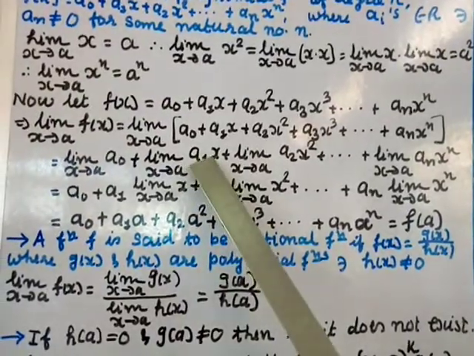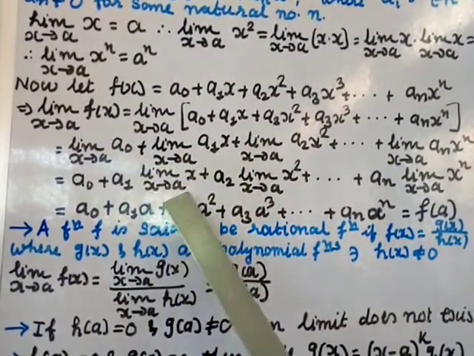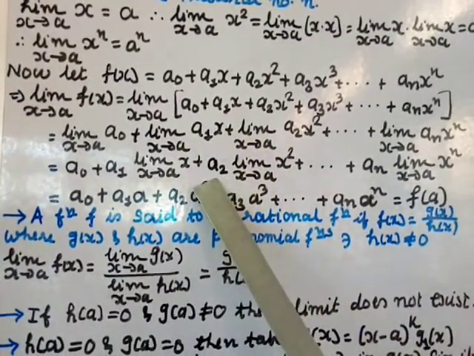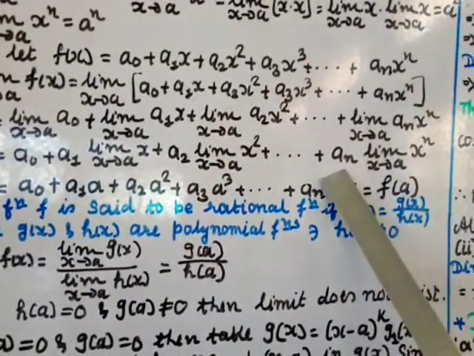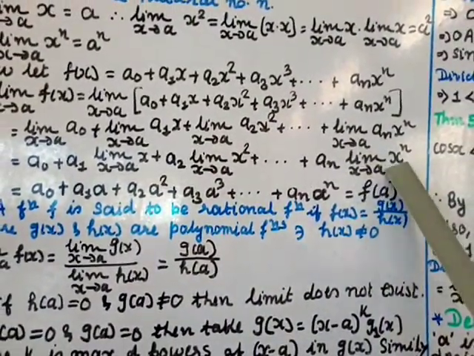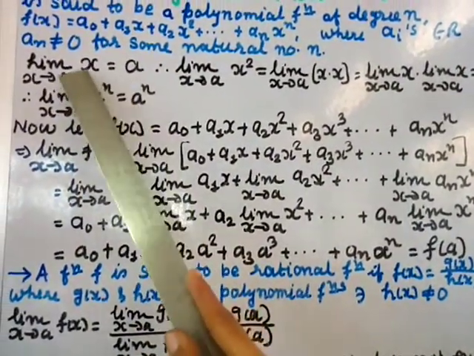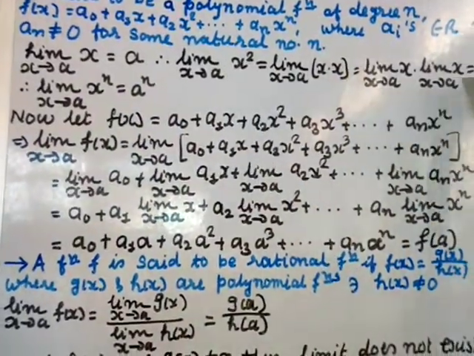So this we can write as a1 limit x tends to a x, plus a2 taken out of the limit, so a2 limit x tends to a x square, plus up to plus an limit x tends to a x power n. Now we already know that if it is x, you can put the value of x as a, so the limit of this is a. Same way for x square, it is a square.